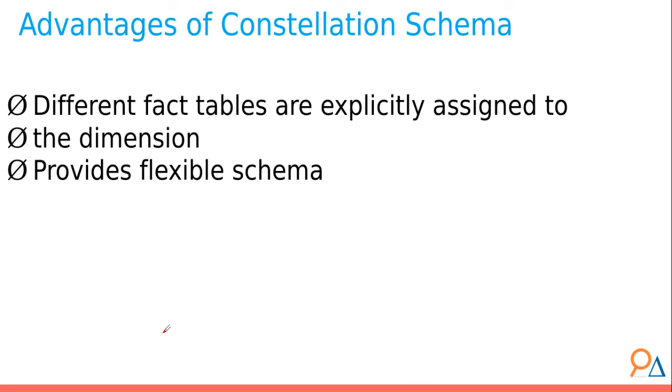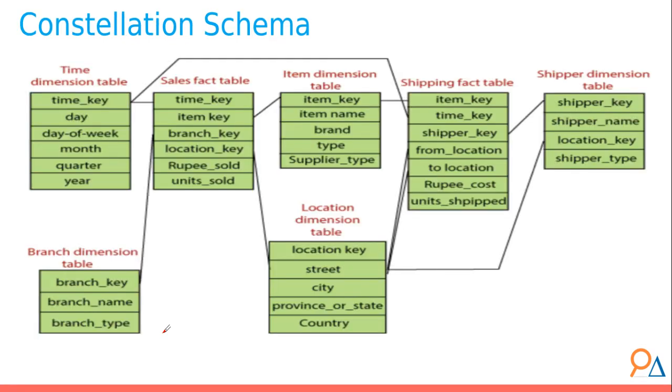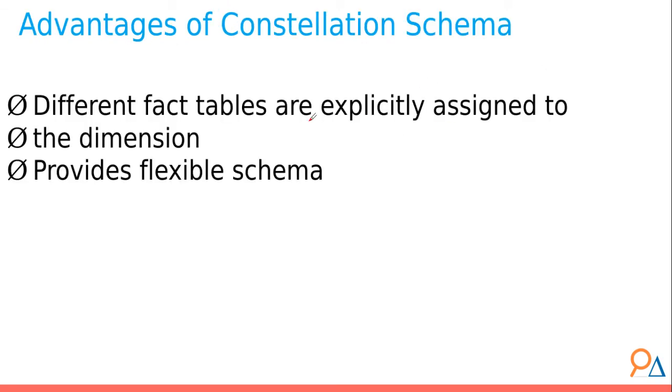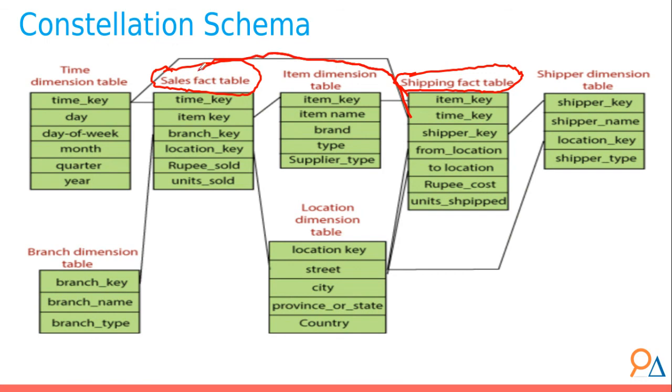So now let's see the advantage of that. The different fact tables are explicitly assigned to dimensions. Where does this point lie? We have this shipping fact table here, and we have this sales fact table here. You can see the sales fact table and shipping fact table are two different fact tables. But different fact tables can be assigned to a dimension. Here, we assign it to this dimension, though this fact table has no relation at all with this one. So that's the point I'm talking about.